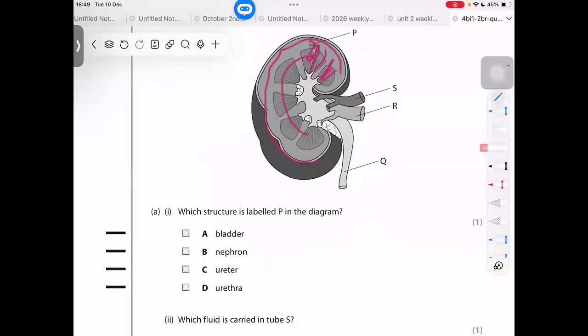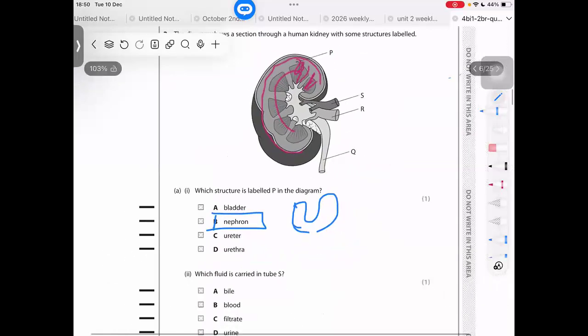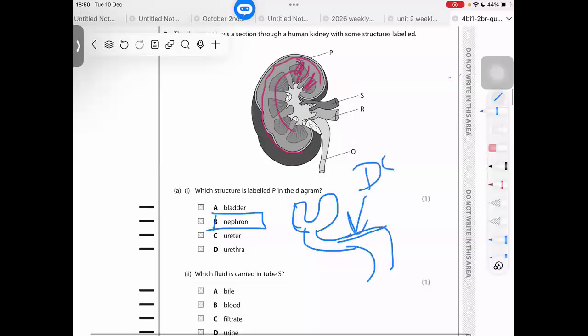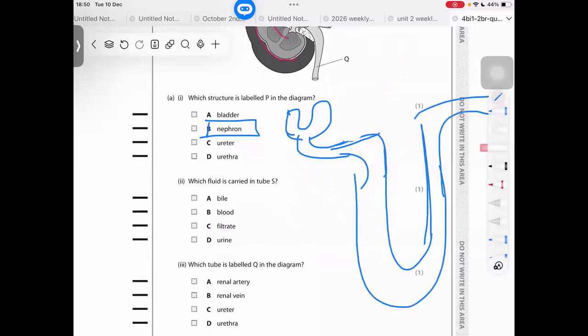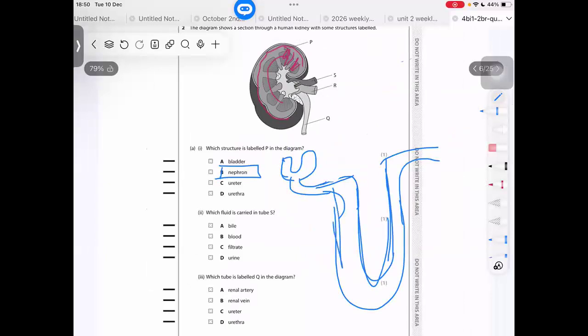They are called nephrons. The nephrons actually look like this. They have a Bowman's capsule like this, and they have a DCT, distal convoluted tubule, and they have a loop of Henle like this. You don't have to learn the DCT and PCT. You just have to learn there is a loop of Henle like this. So this is the nephron, right? You can see in the Bowman's capsule, the ultrafiltration process takes place.